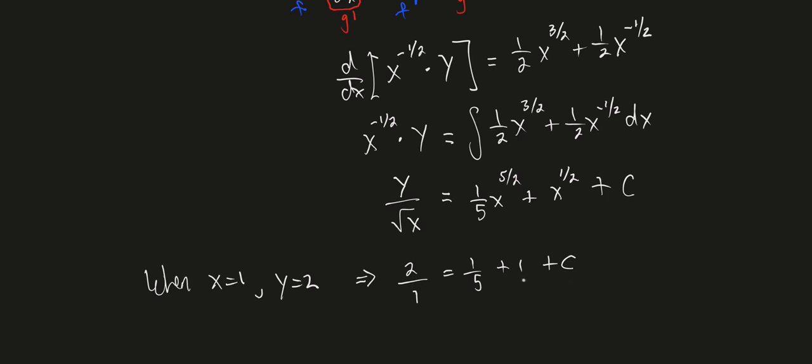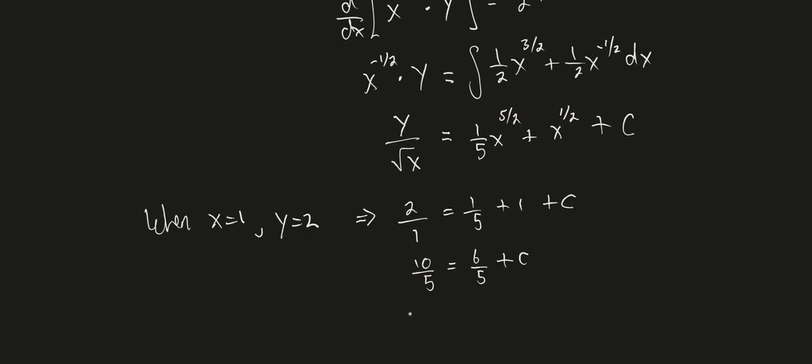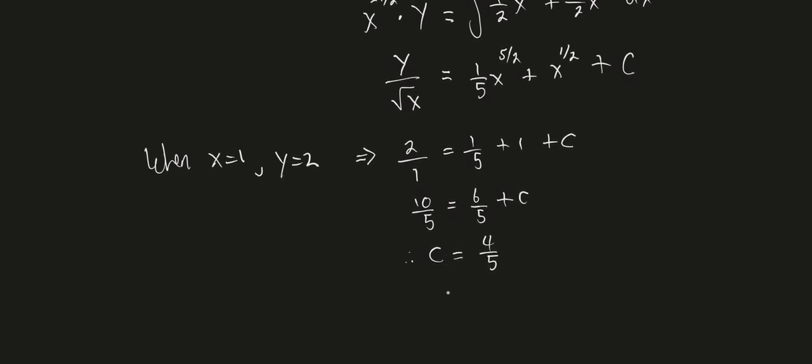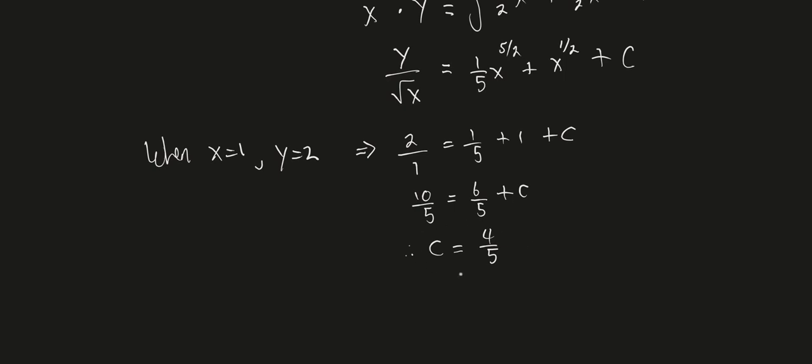So now I can isolate my c. So let's write this with a common denominator of 5. So this is 10/5, and then this is 6/5 plus c. So c has to be 4/5. So therefore c is 4/5. All right, now remember, we don't circle the c. This is not our answer. Our answer is the function y as a function of x. So I'm going to plug my 4/5 back in.